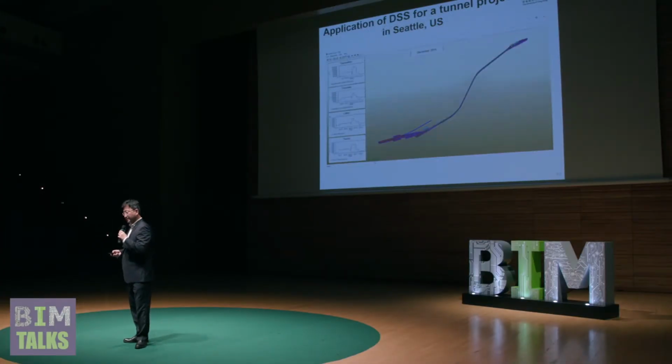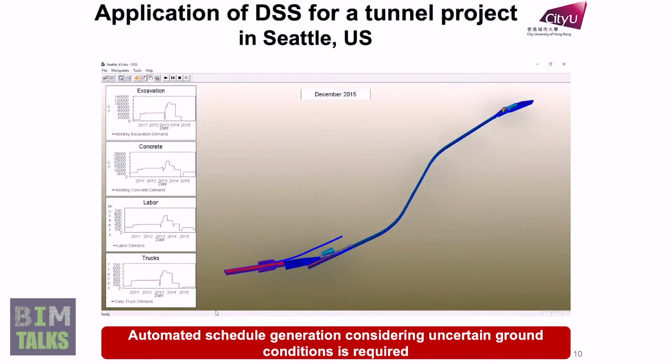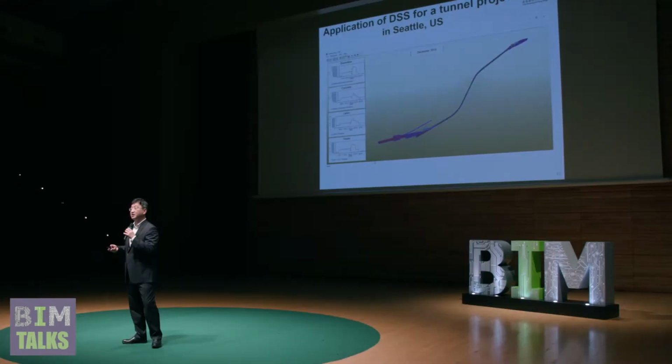And the next thing is, using DSS, we also applied it to a tunnel construction project in Seattle. The general contractors actually wanted to see different multiple performance metrics. This case is something different from the previous case. They want to see the amount of excavation, the amount of concrete required, and the number of labor required at a specific point in time. After that, they can share these ideas with subcontractors, and they make better decisions.